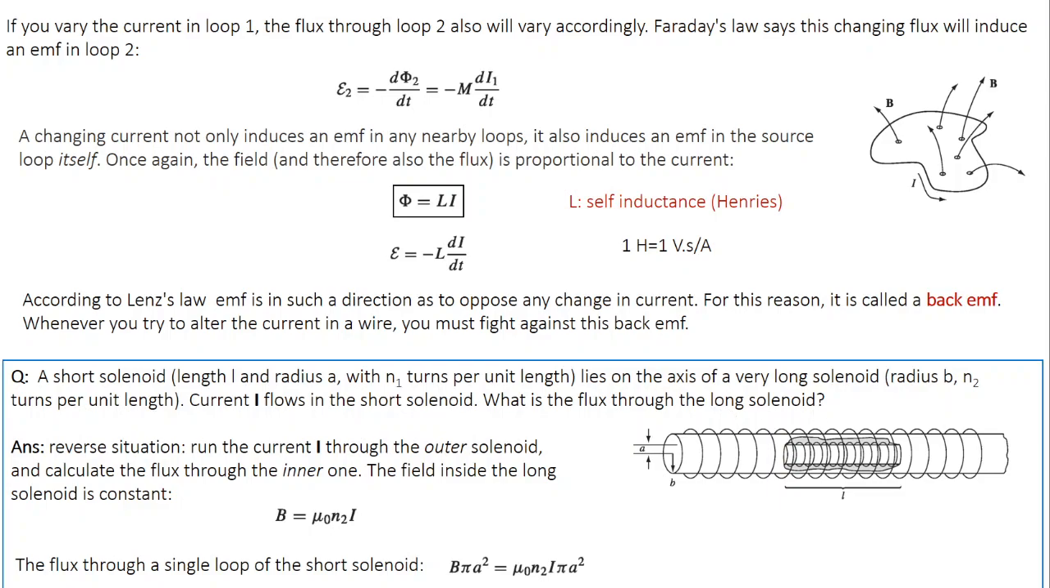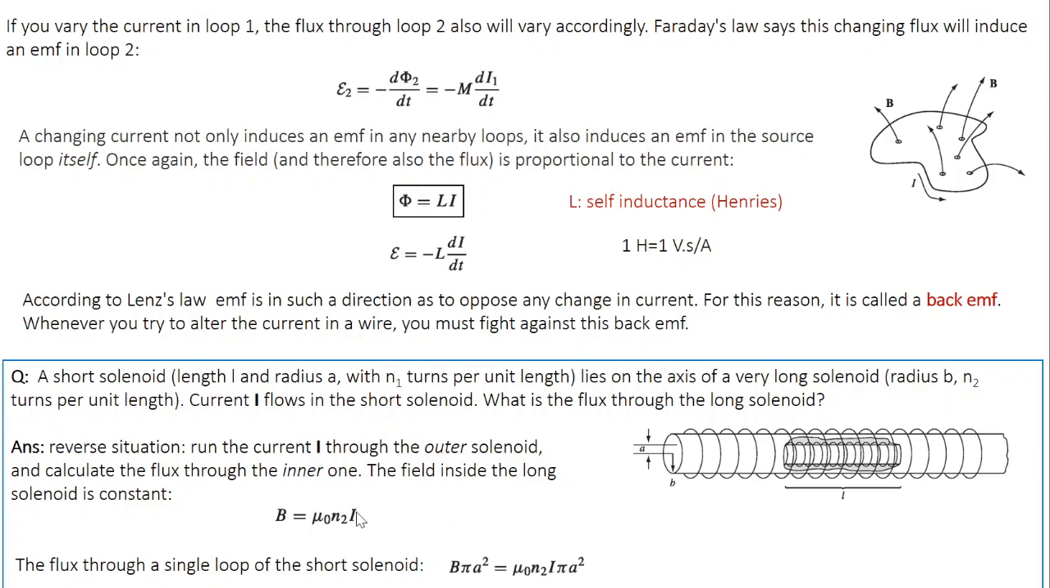Now, from the principles of mutual induction, you know that the flux through the short solenoid when current I flows through the long solenoid is exactly the same as the flux through the long solenoid when the same current flows through the short solenoid. So for ease of analysis, let's take the reverse problem. I'm going to run current I through the outer solenoid, the long solenoid, and I will calculate what is the flux through the inner solenoid. So this is going to be the same as our original problem.